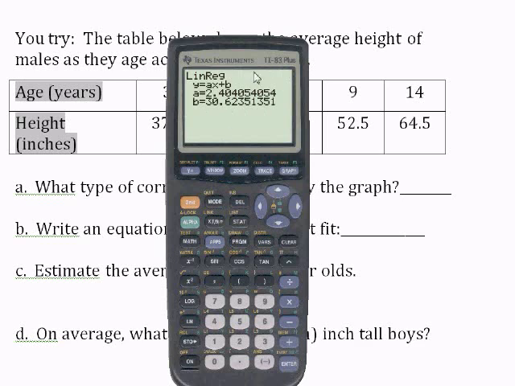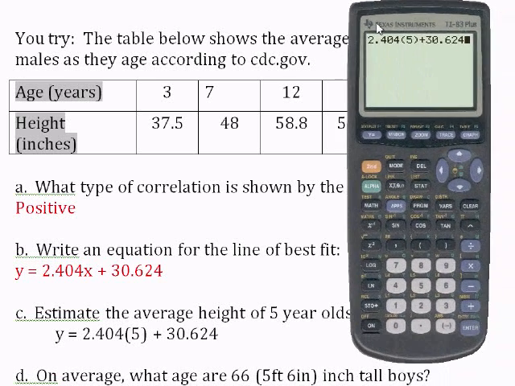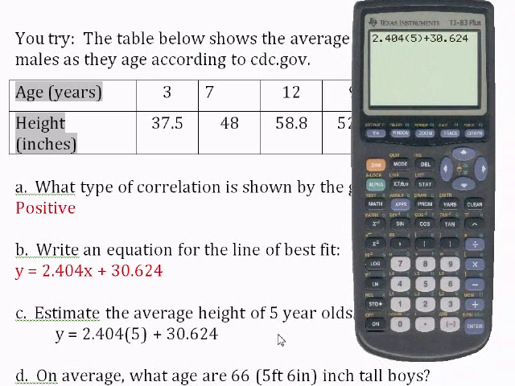Press Enter, and we get y is equal to 2.404x plus 30.624. So it says now estimate the average height of 5-year-olds. To do this, we would put 5 in for x, since our age was x and our height was y. So I put 5 in for x in our equation, and I went ahead and typed that in the calculator, the right hand side of the equation. Press enter, and I got 42.644.